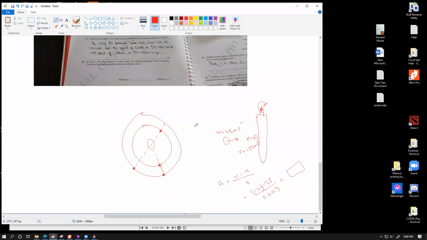But if I was answering this question, I would do it this way. V Earth equals this by this equals something. V Venus equals this by this equals this. Hence, speed of Earth is bigger. I would just show this calculation, not write all those words.